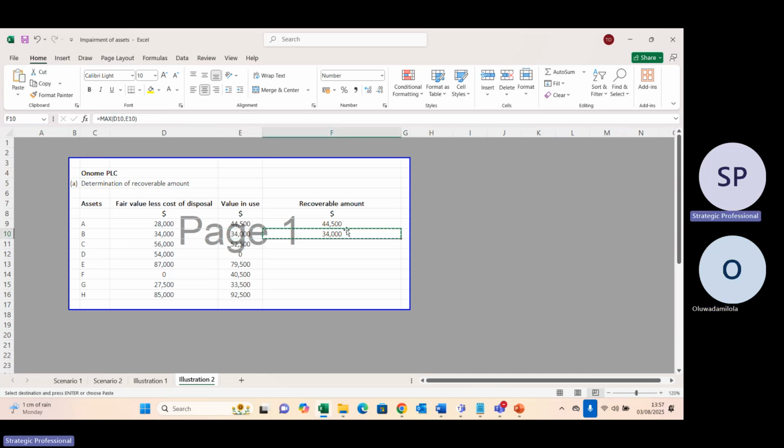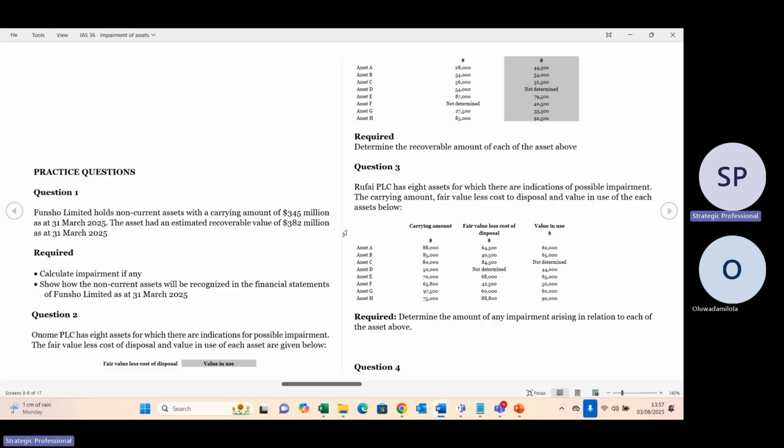So asset C, what is the answer? C is 56,000, the fair value being higher. 54,000. 87,000. Then 40,500, 33,500 and 92,500. So that's that for this illustration too.